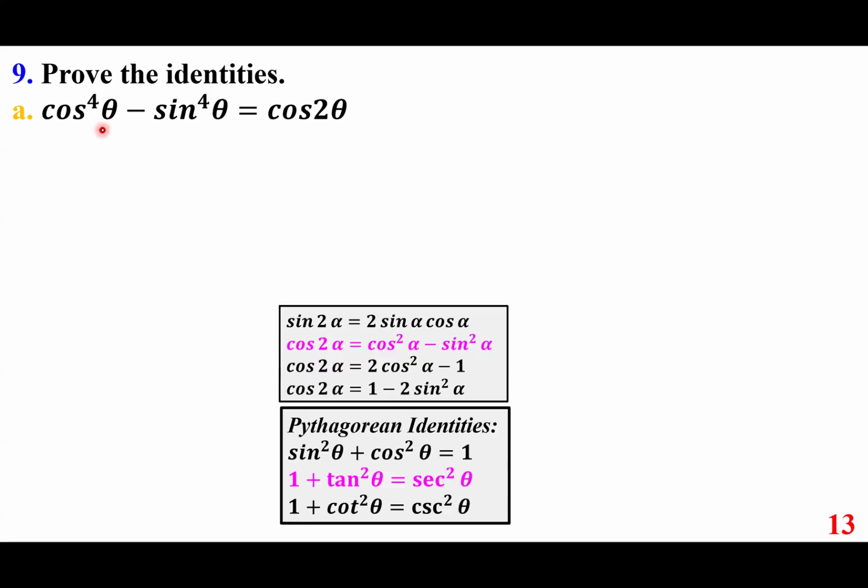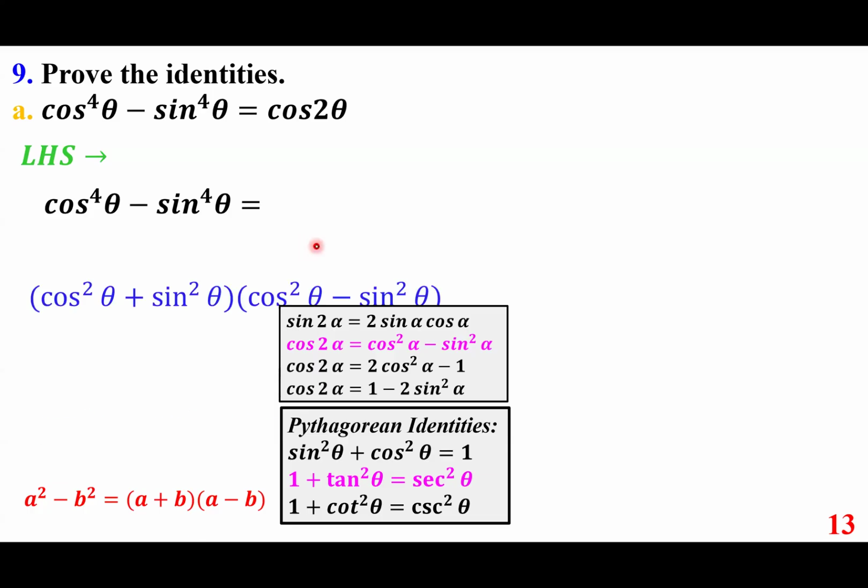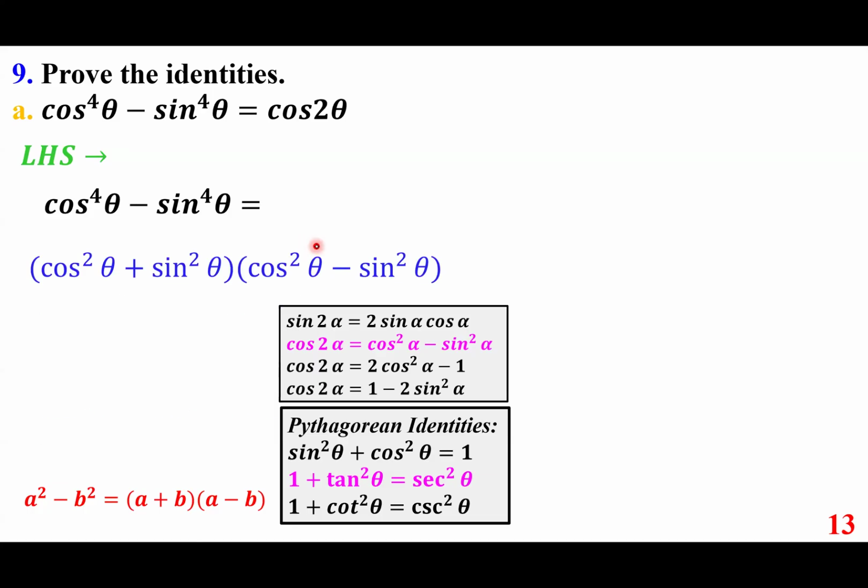Cosine to the power of 4 theta minus sine to the power of 4 theta equals cosine of 2 theta. To prove that, what do we do? Well, obviously, we start with the more complicated side, the left-hand side, which is cosine to the power of 4 minus sine to the power of 4. However, we recognize this as a squared minus b squared, which is a plus b, a minus b. Because remember, 4 is 2 times 2. So we can factor this into cosine squared plus sine squared times cosine squared minus sine squared. I'm assuming no one has any problem with factoring class.